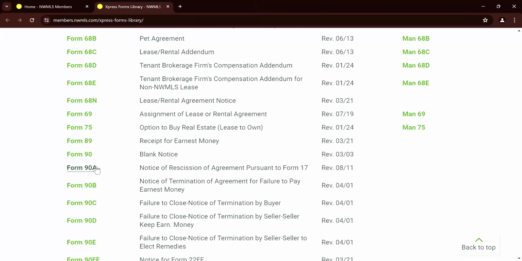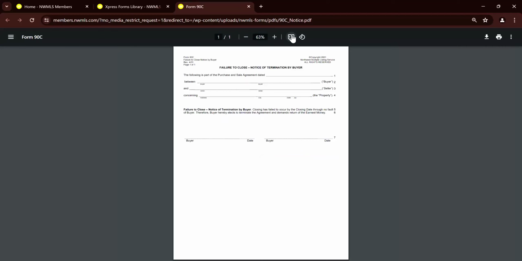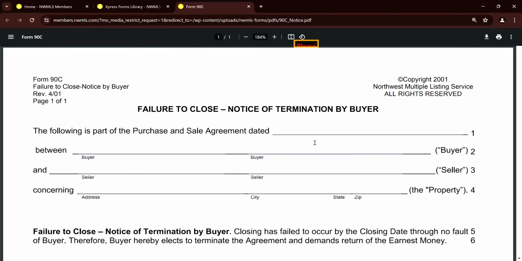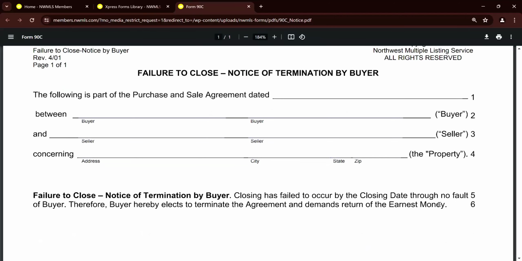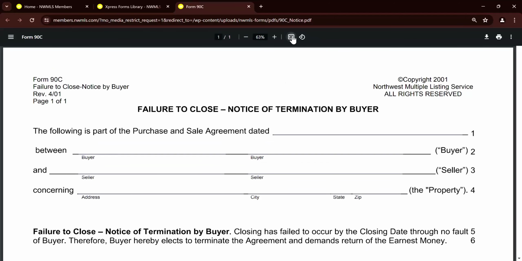All right. Time for 90C. Here's a failure to close notice of termination by buyer. Closing has failed to occur by the closing date through no fault of buyer. Therefore, buyer elects to terminate the agreement and demands return of the earnest money. What type of situation do you think you'd have to use this for?